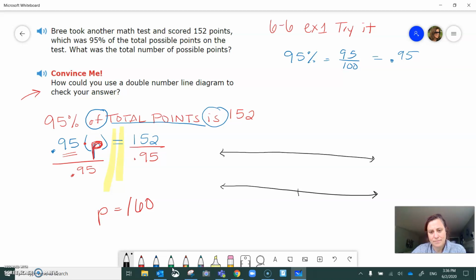1, 2, 3, 4, 5, 6, 7, 8, 9, 10. 1, 2, 3, 4, 5, 6, 7, 8, 9, 10. Sure. Here's 100%. That's the number I'm trying to find. They told us what 95% was. Well, 90% is here. So 95% would be here. So 95% of the total number is 152. So that goes right here. So let's see. 152, so that's on the 5s. So I'm going to put in a thing on the 5s here.